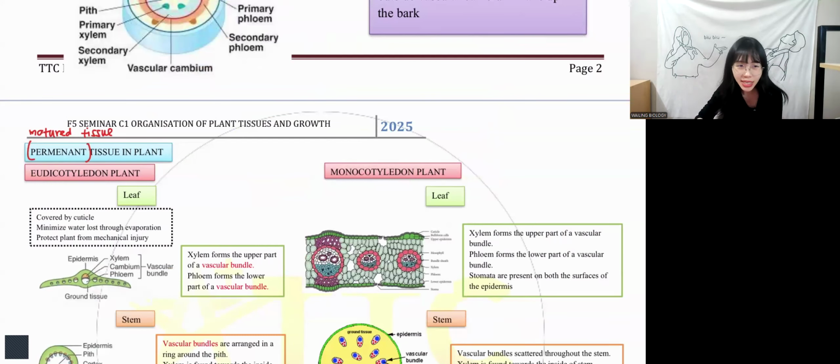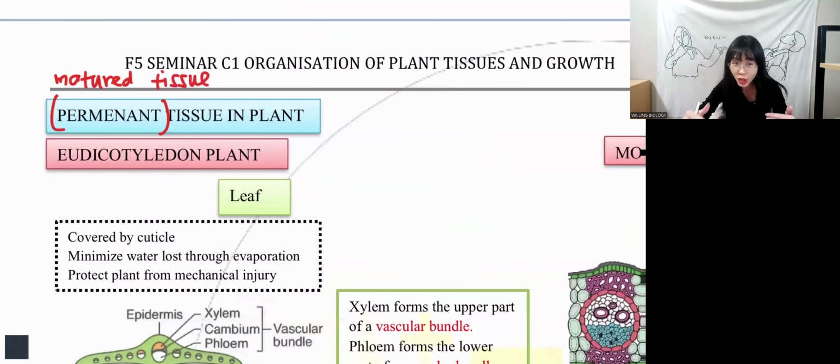Okay. So for permanent tissue, it's called mature tissue. Mature tissue is permanent tissue. What would happen if secondary xylem and phloem is not formed? Then they will not carry out secondary growth. They will not have woody tissue. Later we will do this question actually when there is no secondary xylem and phloem. There's no secondary growth, they cannot increase in diameter, so the plant cannot have support.